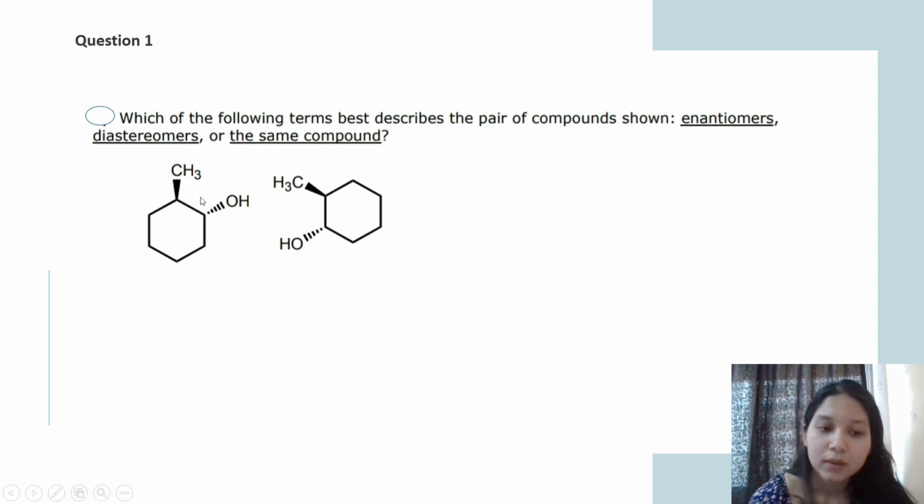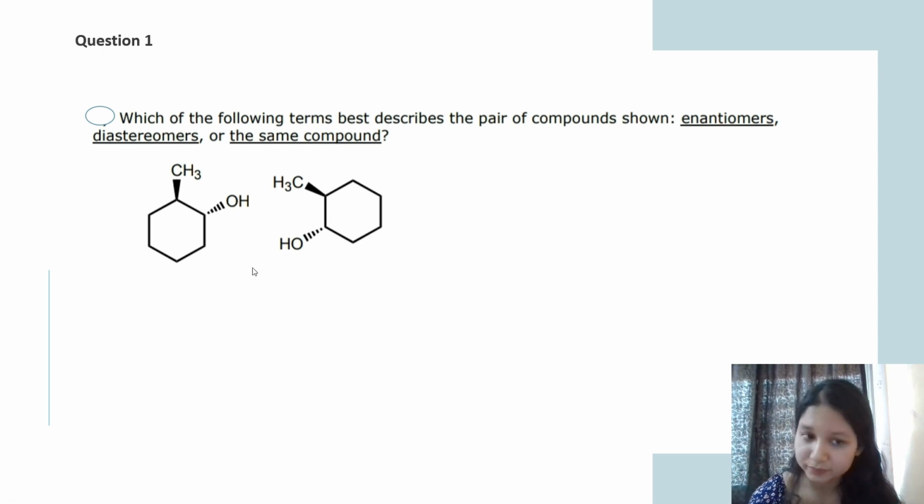So if we now start numbering, that is giving priority to the substituents present in this chiral center, this will be our first priority because oxygen has a higher atomic number than carbon and hydrogen, so it will be the first priority group. So this will be 1.